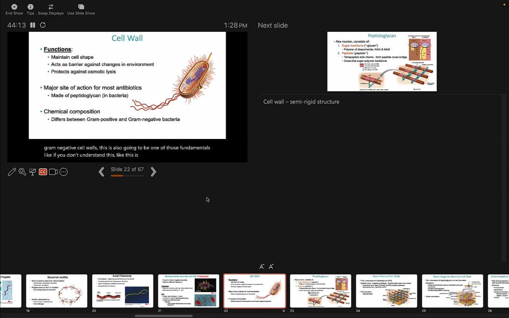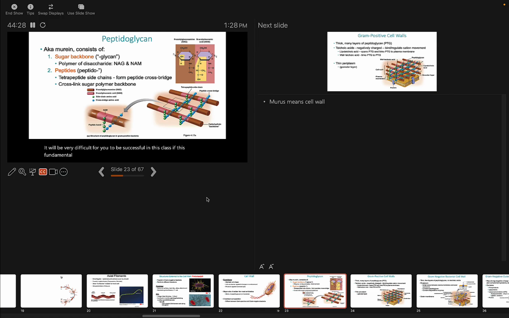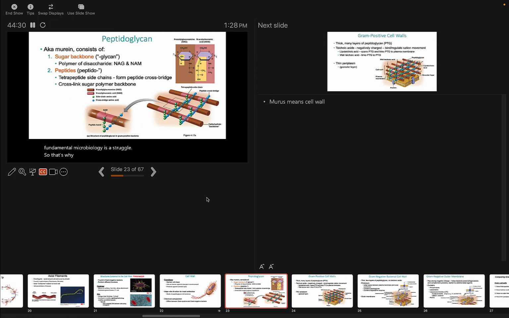I don't expect, if I go tag some of the ecologists, they might not know this part. But this is fundamental microbiology. It will be very difficult for you to be successful in this class if this fundamental microbiology is a struggle. So that's why we start with this fundamental microbiology.